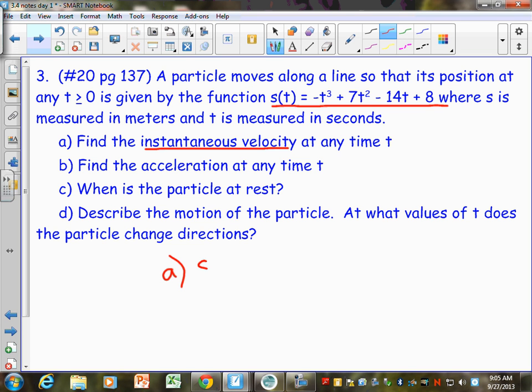So I'm going to say s prime of t equals the velocity function. And again, this is just the power rule. So we're going to bring that degree down. That's negative 3t squared plus 14t minus 14.